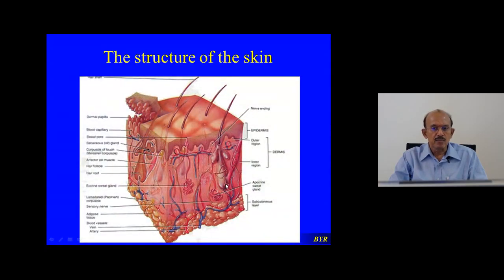The structure of the skin: it has the epidermis. Just now we have discussed the epidermis. It has the basal layer and there is the keratin layer. It has hair, sweat glands, sebaceous glands. The sweat and sebaceous glands dip into the dermis. Here are the sweat glands. There are blood vessels supplying the dermis.